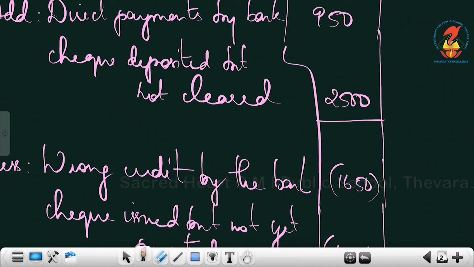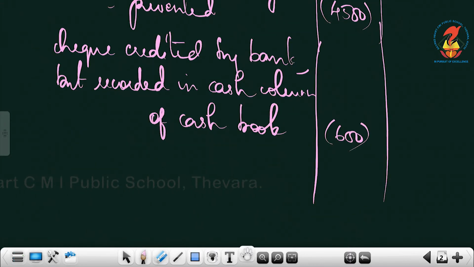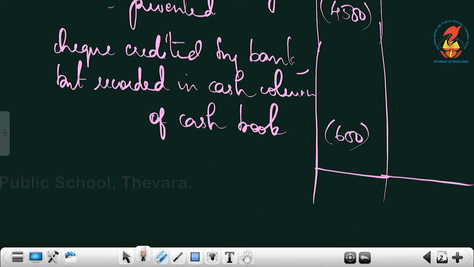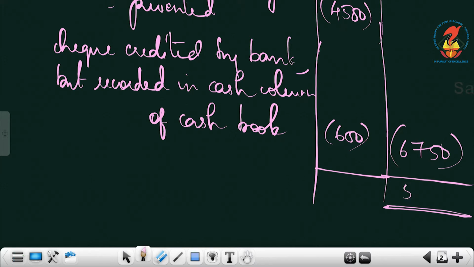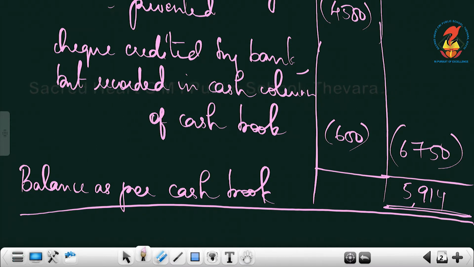Now you can just add these added items, find the total of deducted items also, then you compute the final figure. This is less total. Now the final figure will be 5,914. See, I am just writing from the textbook, but when you do, you have to do calculations also. Then only you can increase your calculation speed. So this is balance as per cash book because we started with passbook balance. Okay.